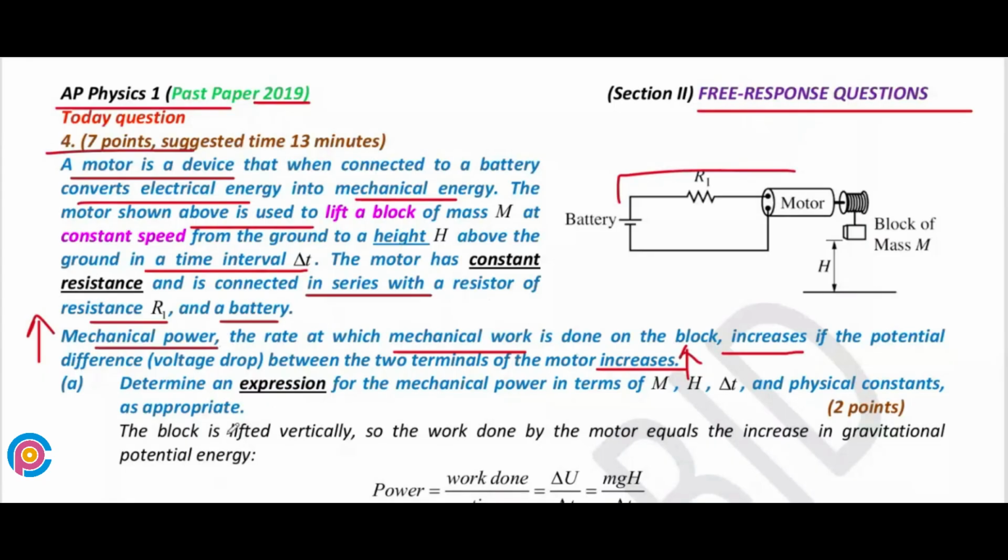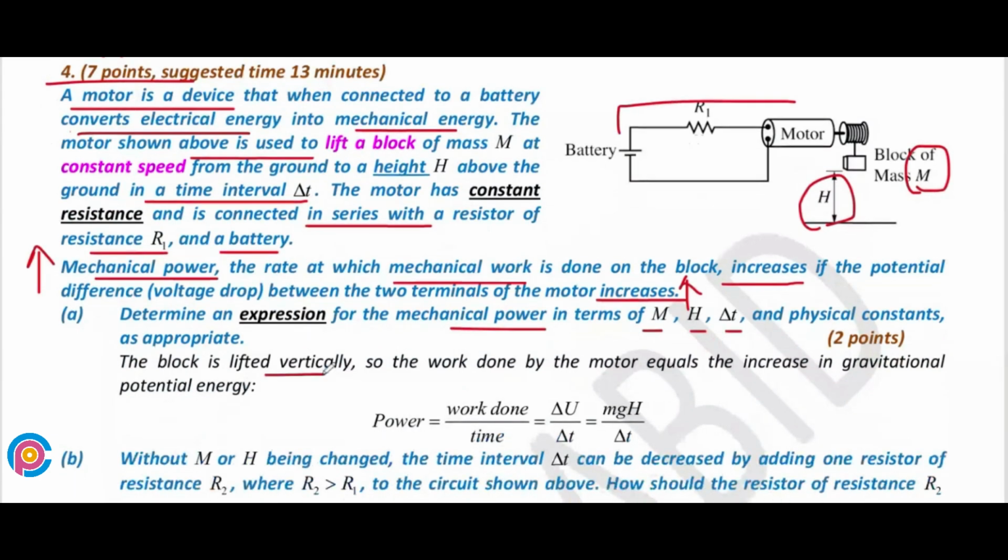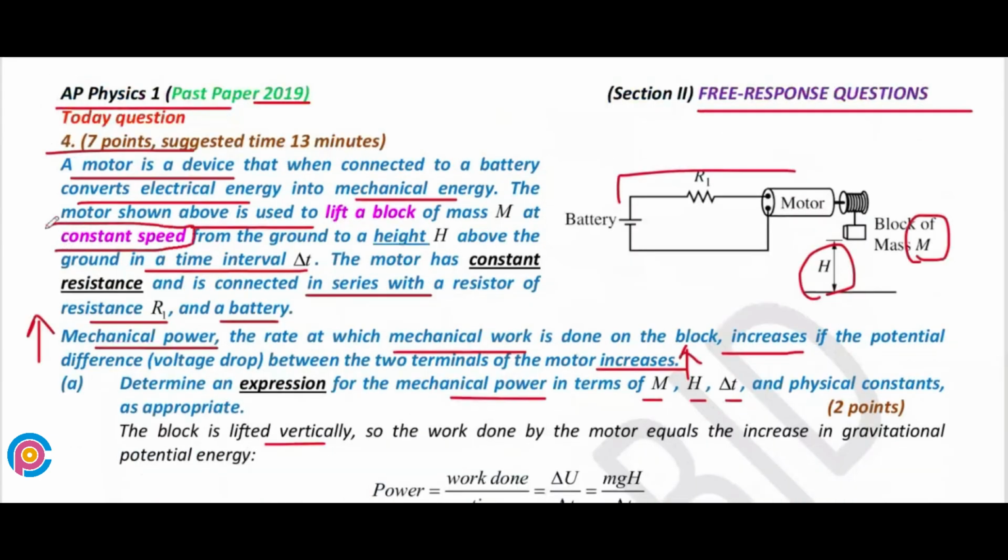Now determine the expression for the mechanical power in terms of m, h, delta t. h is the height, m is the mass of the block, and delta t is the time interval. The block is lifted vertically at constant speed. Constant speed indicates that there is no change in velocity, which means there is no change in kinetic energy. So the whole work done by the motor is equal to the change in gravitational potential energy. There is no involvement of kinetic energy; the whole work done is converted into gravitational potential energy.